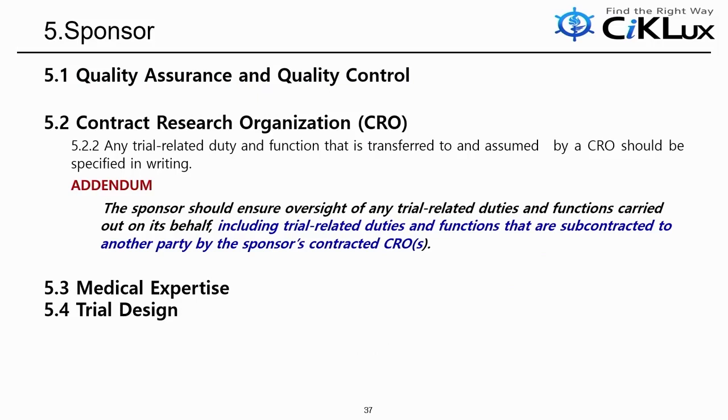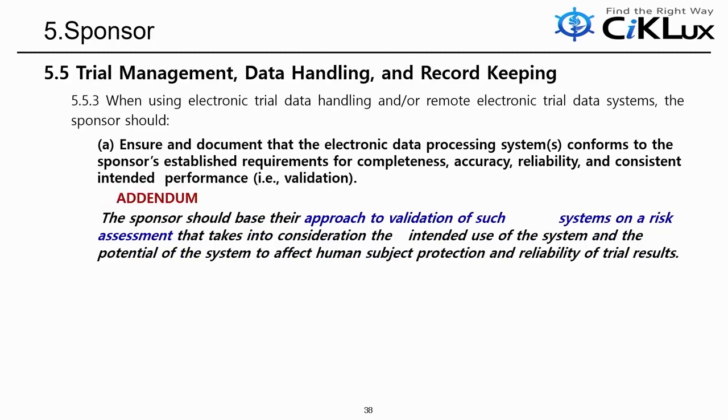I just added a little bit more on this part. So moving back again to the R2, 5.1 is quality assurance and quality control, 5.2 is CRO. The CRO can be commissioned with some functions and duties related to the trial, but still the sponsor has the oversight responsibility.